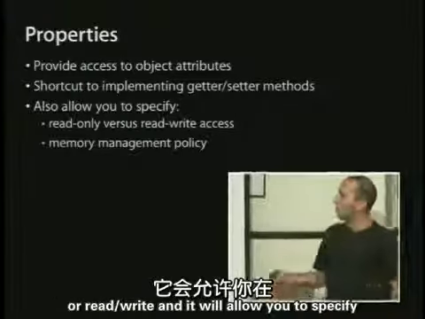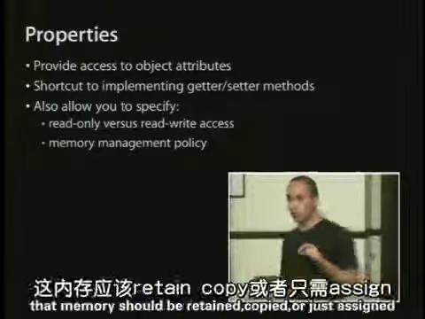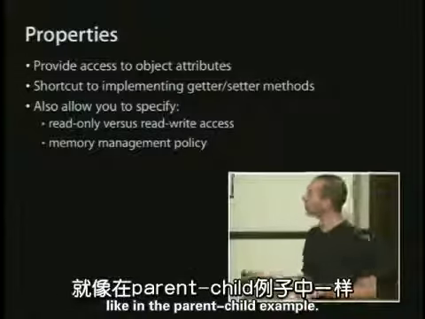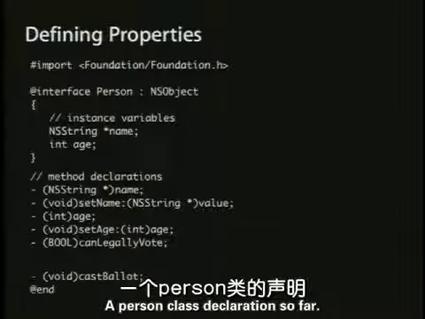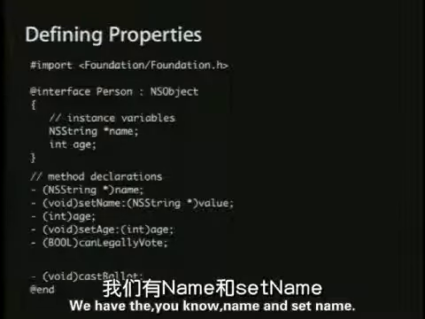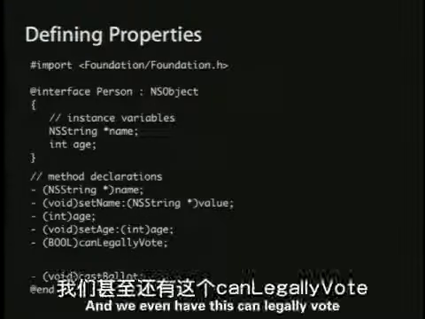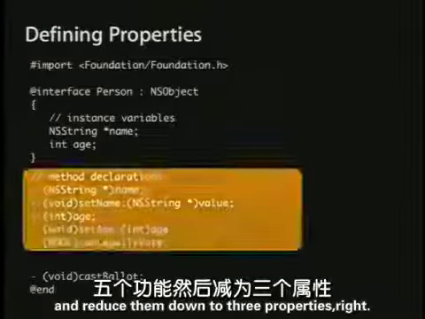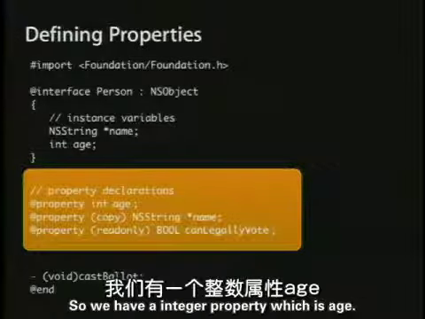So you have an object and you want to provide access to different attributes of that object. What you can do is use properties. You do something called synthesize, which I'll show you in a moment, that will tell the compiler to automatically generate setters and getters for you. It also has keywords for specifying whether a property is read-only or read-write. And it allows you to specify in the property declaration whether that memory should be retained, copied, or just assigned, like in the parent-child example.